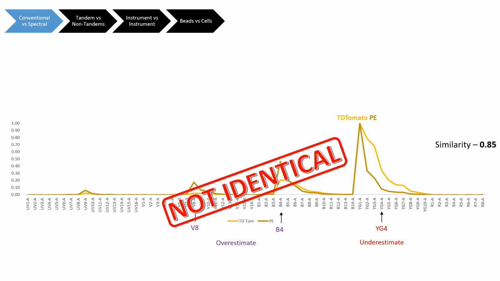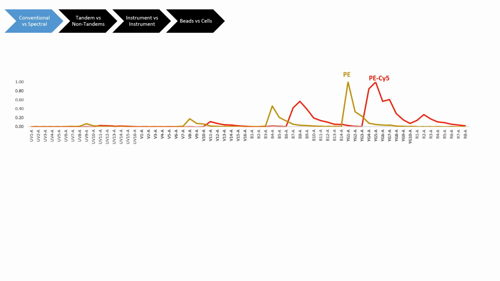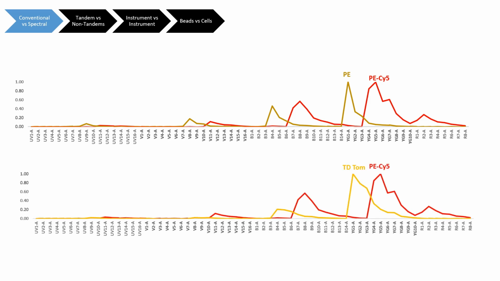To see what happens if we do this, I have an experiment where I am using PE reference to unmix TD tomato from a sample that also contains PE Cy5. Here is how the PE and PE Cy5 normalized spectra look when overlaid. And here is how the TD tomato and PE Cy5 spectra look when overlaid. You can see that TD tomato has a greater emission in the yellow-green 2, 3 and 4 detectors.